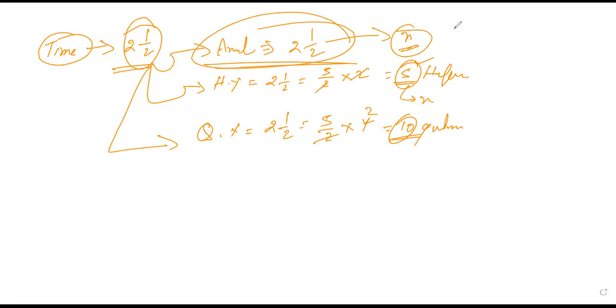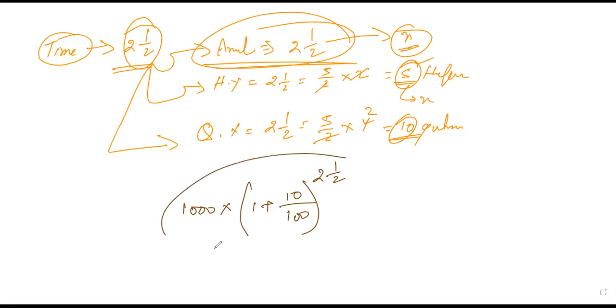Suppose, for example, I have to calculate for 1000 as a principal into 1 plus r, say 10% by 100. How could I write it as 2 whole 1/2? So there will be a problem for you to solve that one. Okay, so under that condition, we have a rule. You need to remember that rule.